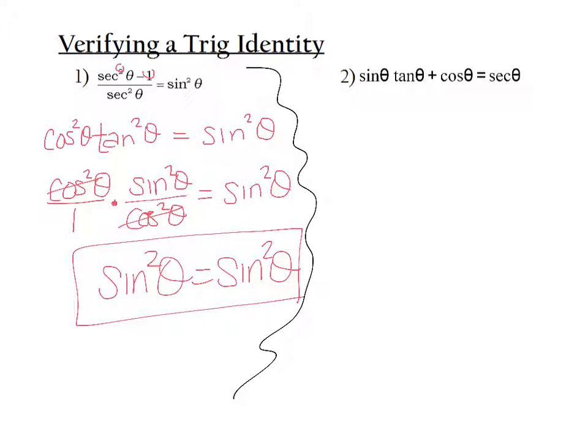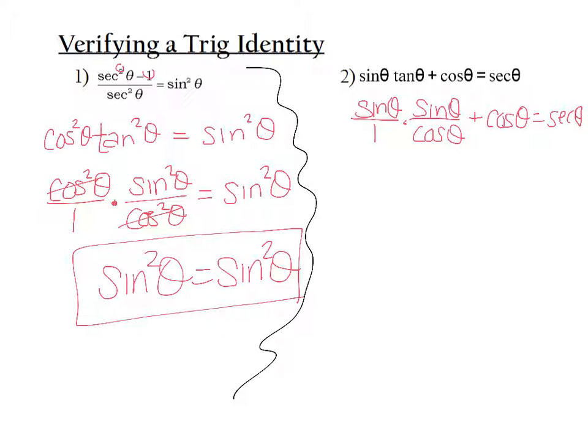I'm going to begin by changing this tangent into a sine over a cosine. Let's see what that would gain for us. It's not as ideal as I'd hoped because my sines are not going to cancel. Let's see what we can do here.